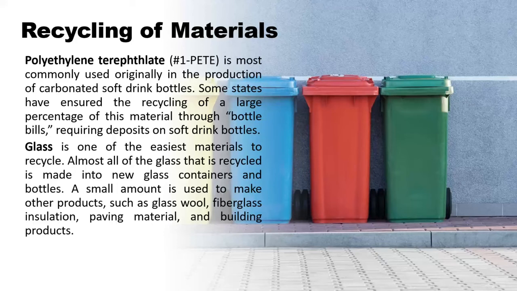Glass is one of the easiest materials to recycle. Almost all of the glass that is recycled is made into new glass containers and bottles. A small amount is used to make other products such as glass wool, fiberglass insulation, paving material, and building products. In the United States in 2010, only 27.1% of the glass produced was recycled. It is clear that while significant strides have been made in the recycling of bottles containing liquids such as beer, soft drinks, and wine, much work still needs to be done to ensure that food and other jars and bottles are recycled. Bottle loss can have a significant impact on glass recycling.